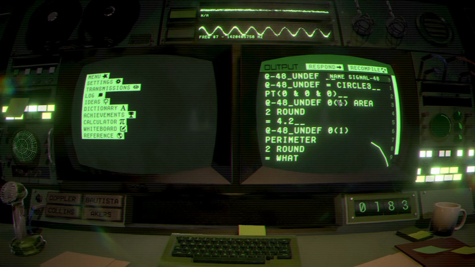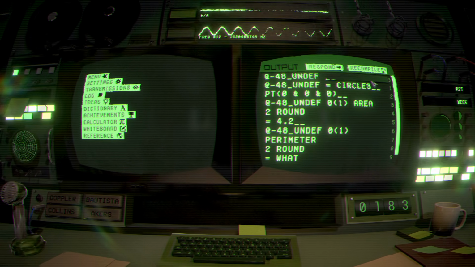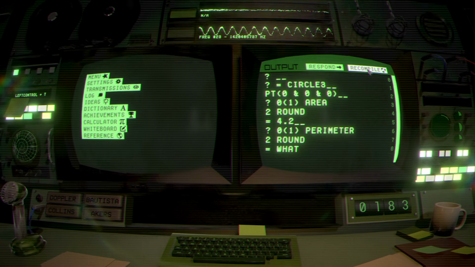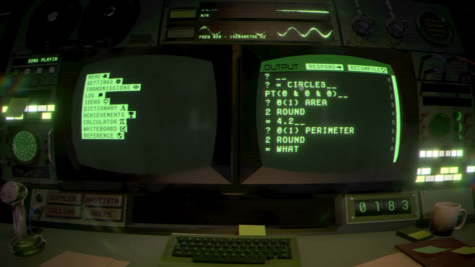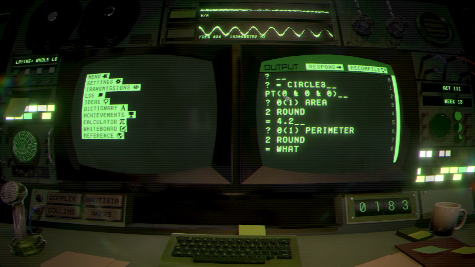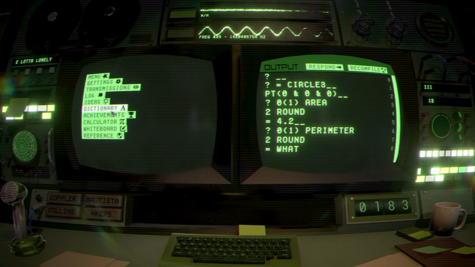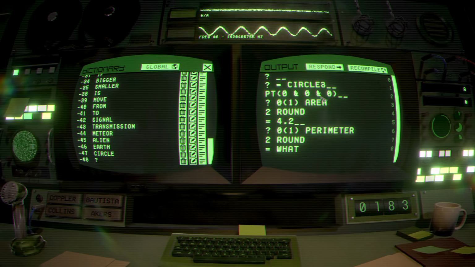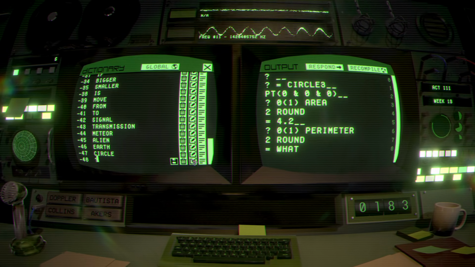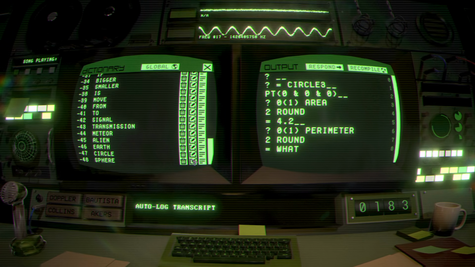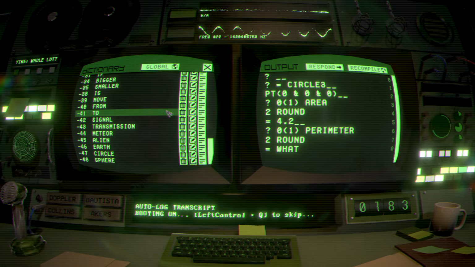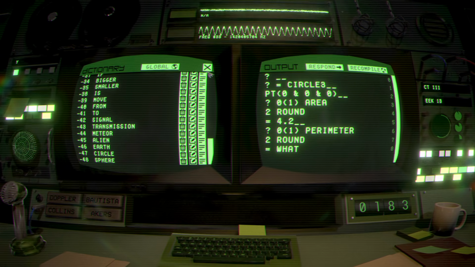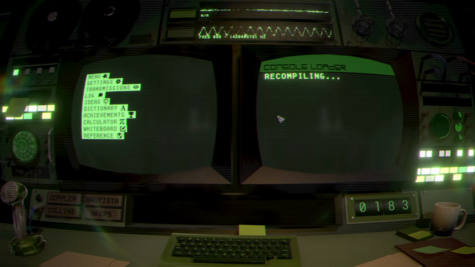Alright, so making sure we know what a circle is. Now we have another word. Let's recompile. So something is a circle with a point with 3. Okay, I instantly can tell you what this is telling us. A sphere is a circle with 3 dimensions. At least this is how I'm interpreting it. So let's see. And the dialogue, I feel, tells me we're on the right track. 3D circle? Sure. Sphere works. Yep. Fantastic. That is exactly what I was thinking.